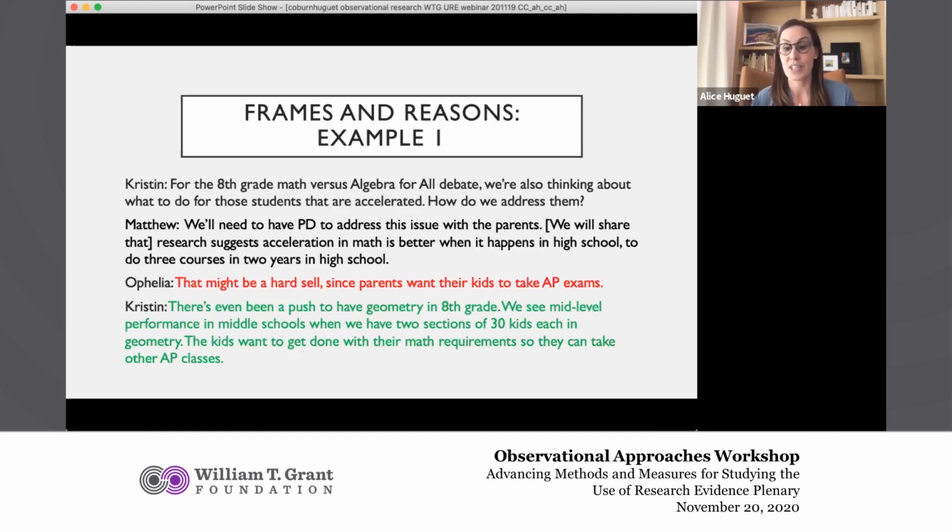And then in green, we see that Kristen is actually echoing this problem. She's adding weight to the problem using some examples of what she knows about parents pushing for acceleration in middle schools. She says, there's even been a push to have geometry in 8th grade. We see mid-level performance in middle schools when we have 2 sections of 30 kids each in geometry. The kids want to get done with their math requirements so they can take other AP classes. So if the problem is this will be a hard sell, parents want this acceleration, then the evidence for this is included in her response. So that is the reasoning that parents are pushing. For what it's worth, we would have coded this reason as a stakeholder consideration because they're invoking parents. And big picture here again, the problem frame is that it would be hard to sell no acceleration at this restructuring to parents, and then the reasons offer some weight for that framing.